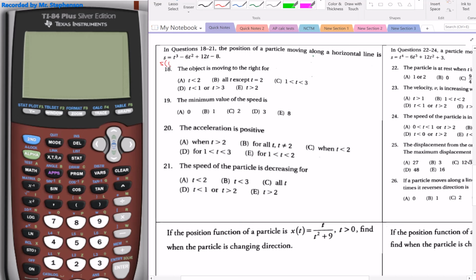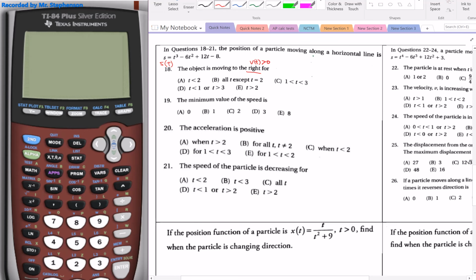This might be a little confusing for some of you. That s is basically s of t. It's the function that tells me the position. And in number 18, I need to find when the object is moving to the right. The right is basically when the velocity is positive, also known as greater than 0.